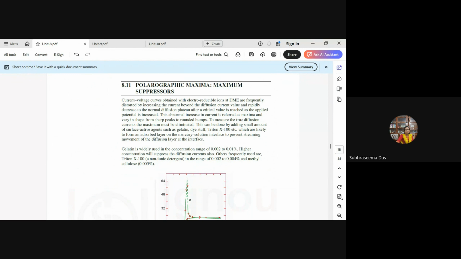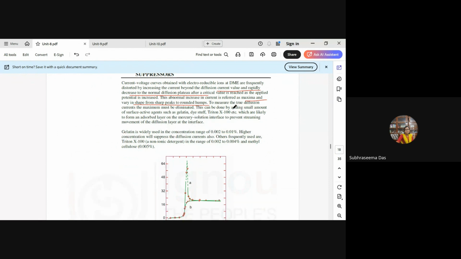Then we come to polarographic maxima, that is, maximum suppressors. The current-voltage curves obtained with electroreducible ions at the DME are frequently distorted by the current increasing beyond the diffusion current value and then rapidly decreasing to the normal diffusion plateau. This abnormal increase in current is referred to as a maximum, and it varies in shape from sharp peaks to rounded humps. To measure the true diffusion currents, the maximum must be eliminated.